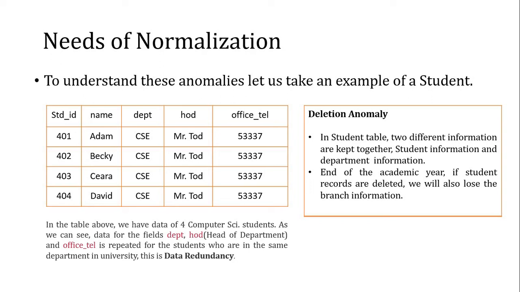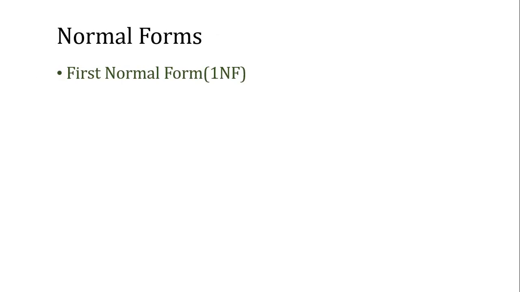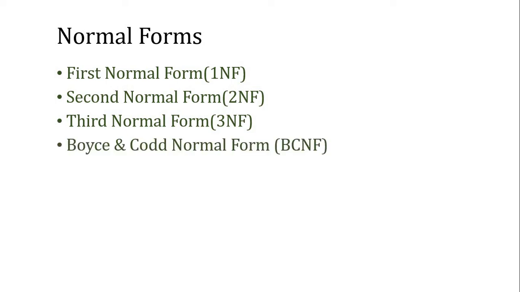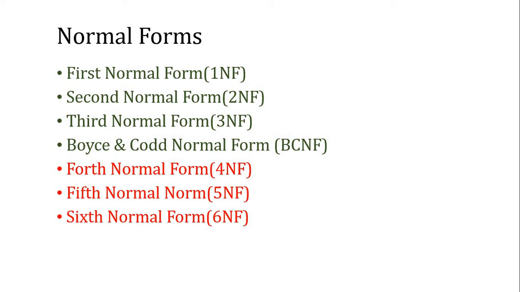That is why normalization is needed. There are several forms in normalization. In our database book, we have so far found 7 types of normal forms. It is the first normal form, second normal form, third normal form. In short, the first normal form is called 1NF, the second normal form is called 2NF, and so on. There is another normal form called Boyce-Codd normal form, BCNF. And there is a fourth normal form, fifth normal form, and sixth normal form. There are a lot of normal forms.